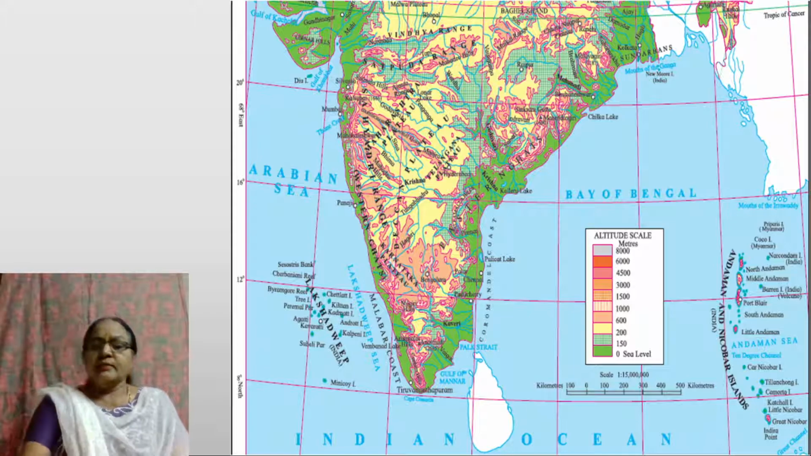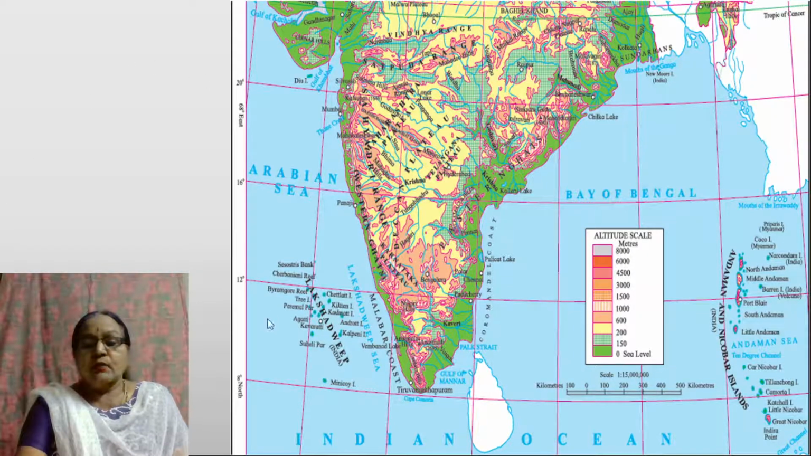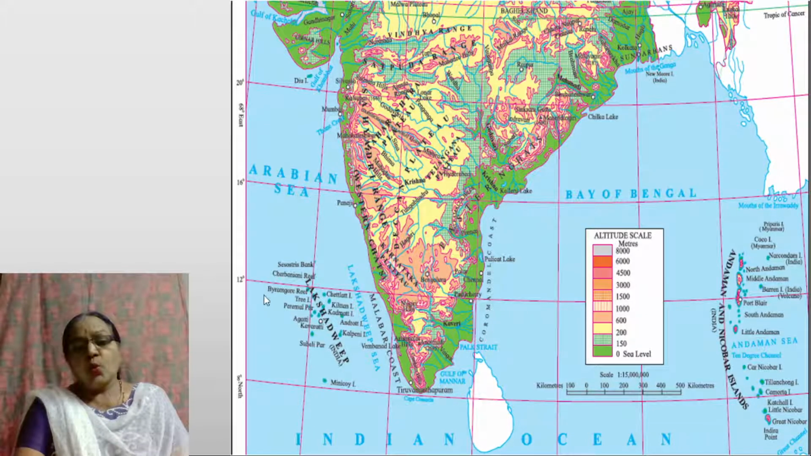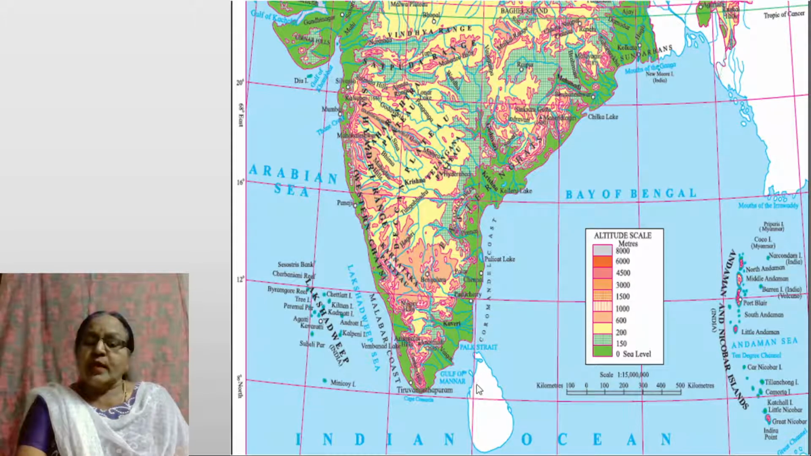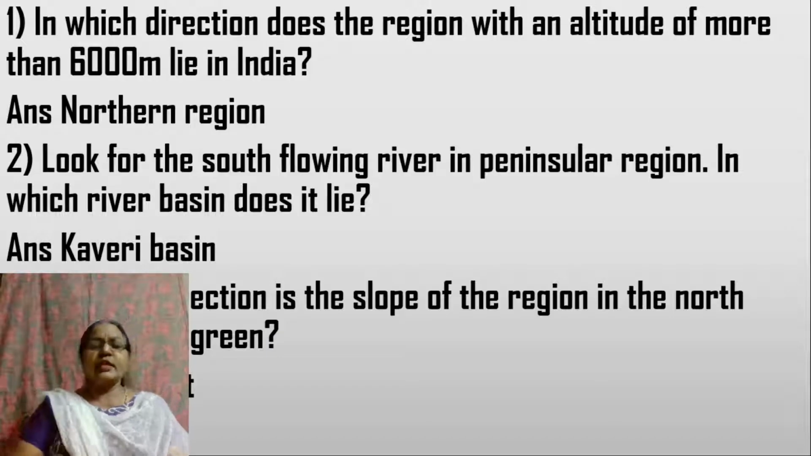Okay, children? Now next we come to islands. In the Arabian Sea, we have the Lakshadweep Islands, and in the Bay of Bengal, we have the Andaman and Nicobar Islands. Sri Lanka is a small island which is situated in the extreme southeast of India. We have the Palk Strait which separates India from Sri Lanka. So let's move over to the questions.